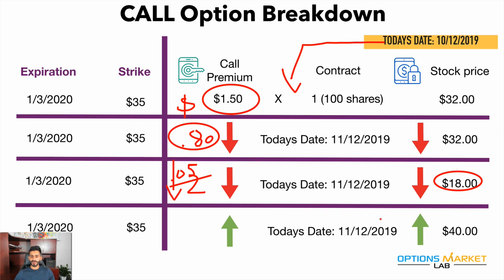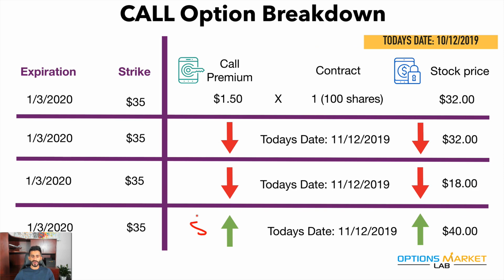Now let's say we're in November 12th, but the stock price goes up. It goes to $40. Since we still have time, since we still have 2 months to go, what can happen now is our call premium might go up from 35 to, let's just say, I don't know, $10. So at this point, we can either still hold on to our trade, or we can sell our premium for $10 and sell it to someone else. Now, as an option trader, depending on what your strategy is, depending on how you want to trade, you might say, you know what, I'm going to sell this for 10. I don't want to hold on to it for any longer.